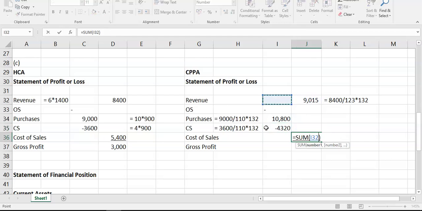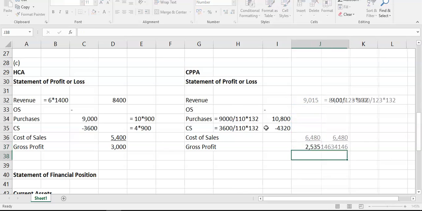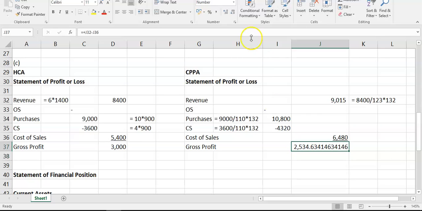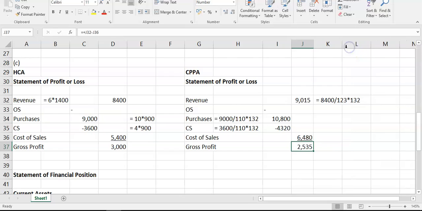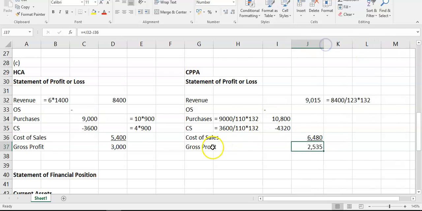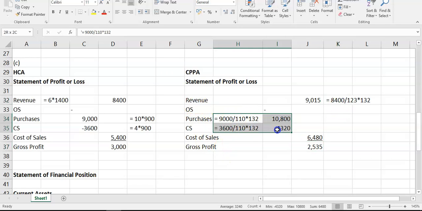So that is your cost of sales there are now 6480, and your gross profit is 2534 or 2535 if you're rounding. So that's your first element here, right, is to adjust each of them for the general price index.